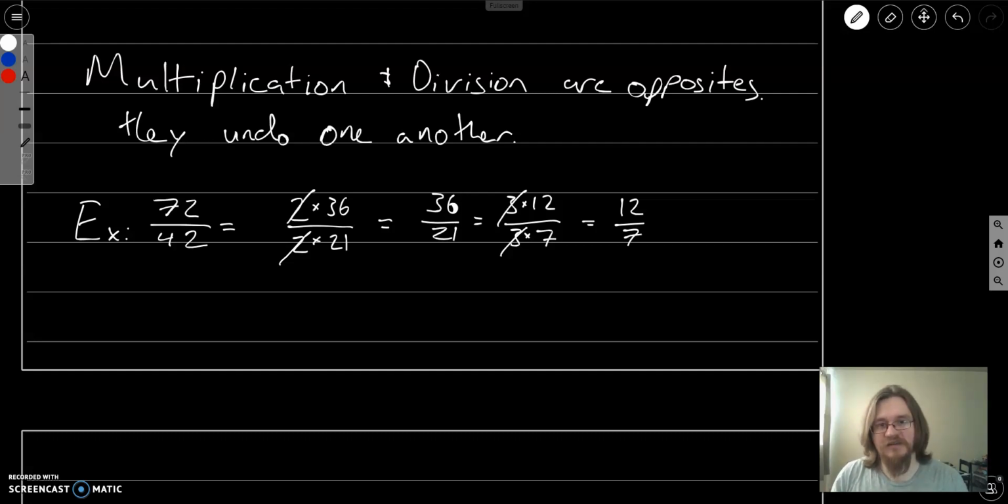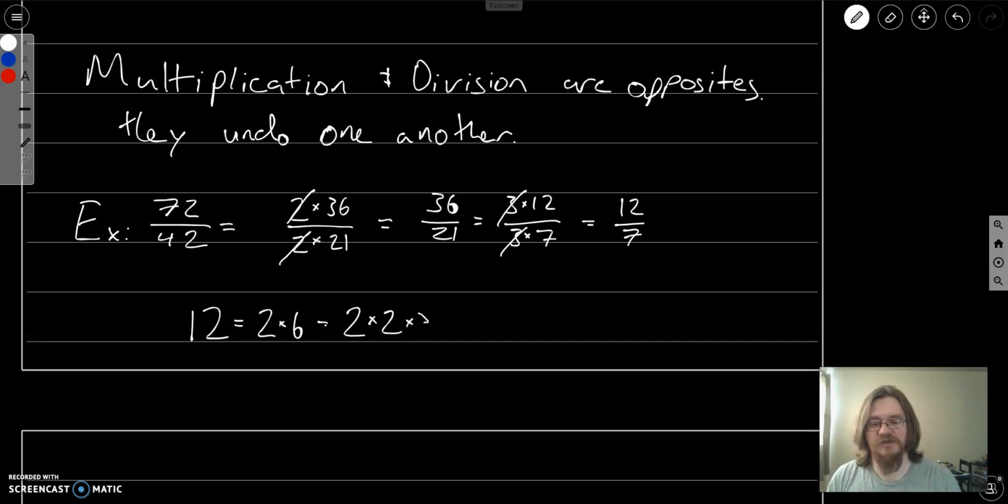How can I tell if 12/7 is as far as I can go? What I can do is take 12 and break it apart as much as I can. Go all the way down to prime numbers. So if I take 12, I can write 12 as, for instance, 2 times 6. Okay, so far so good. But 6 I can also break down. This is going to be 2 times 3. And if we think about it, yes, 12 is 2 times 2 times 3.